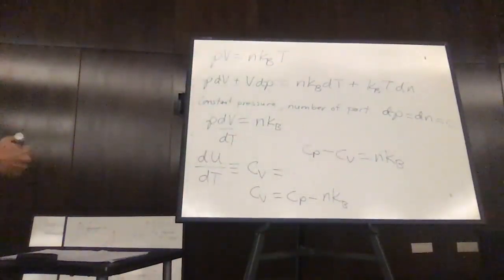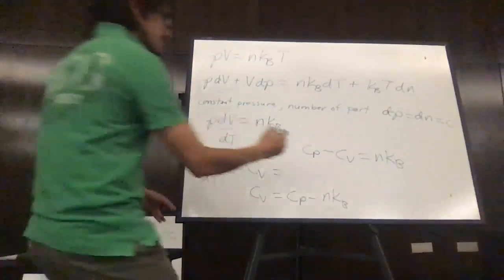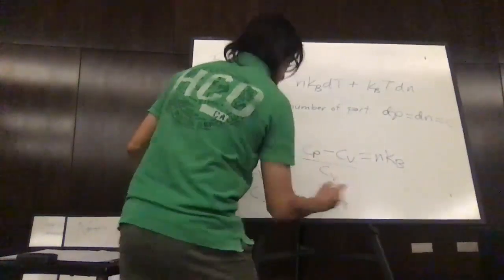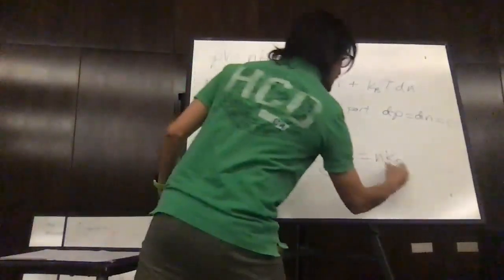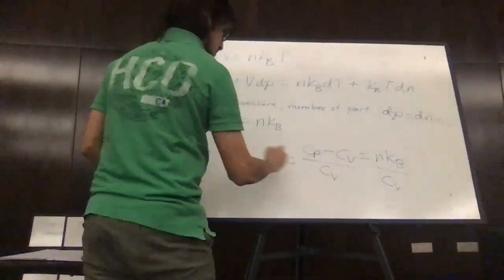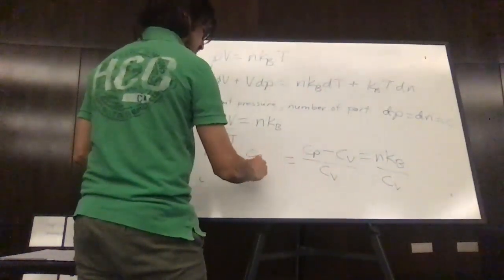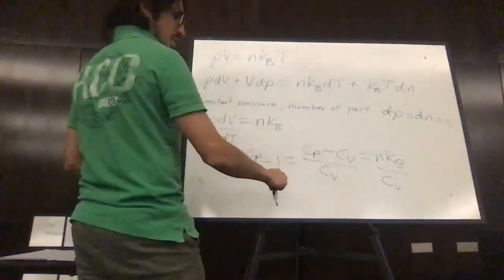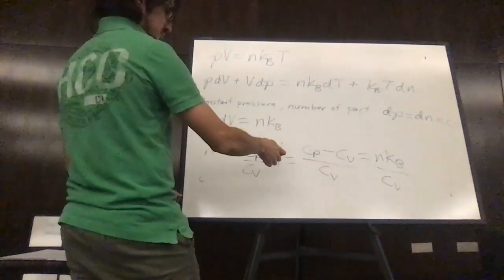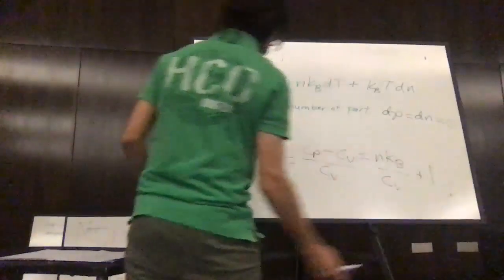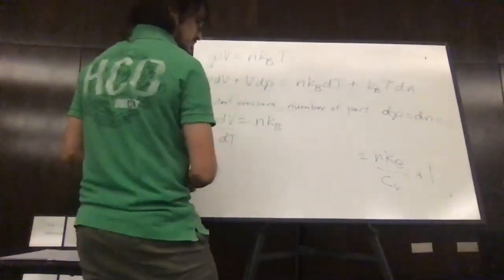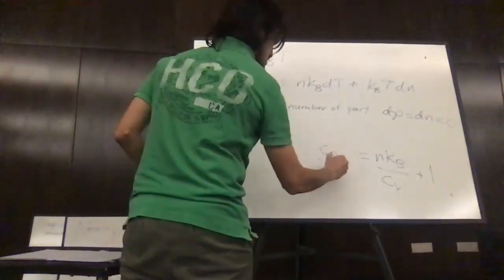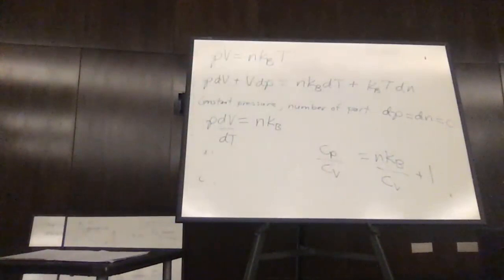So if we divide this one by Cv, this is just Cp over Cv minus one. So we can move this one over here. And we get Cp over Cv. So that's the ratio between the two types of heat capacity.